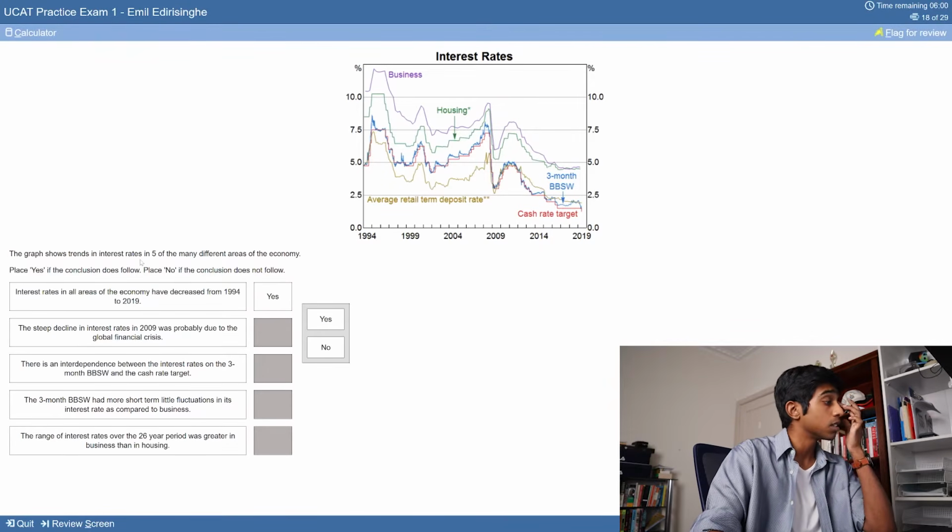So yes, steep decline in interest rates in 2019 was probably due to the, can't tell because you don't actually know if that's the case. There's an independence between that and the cash rate target.